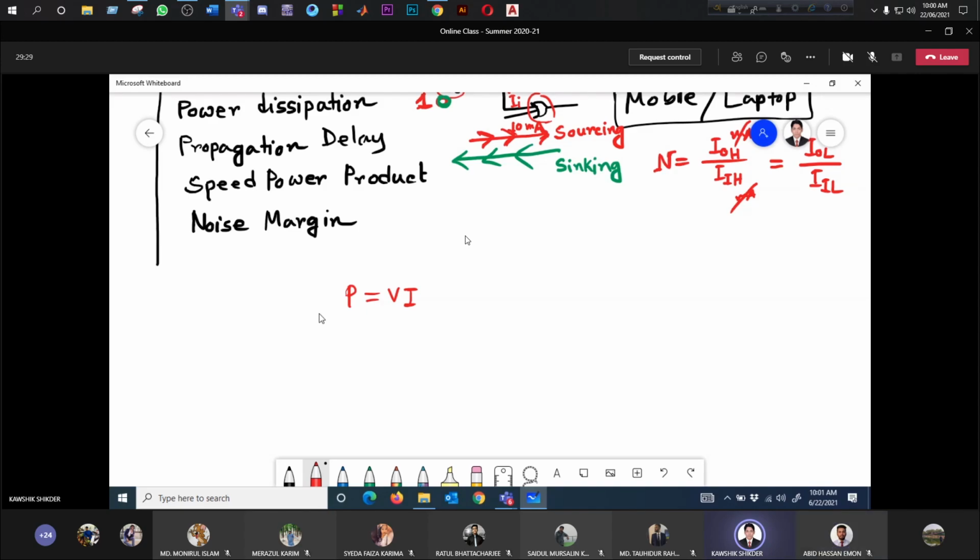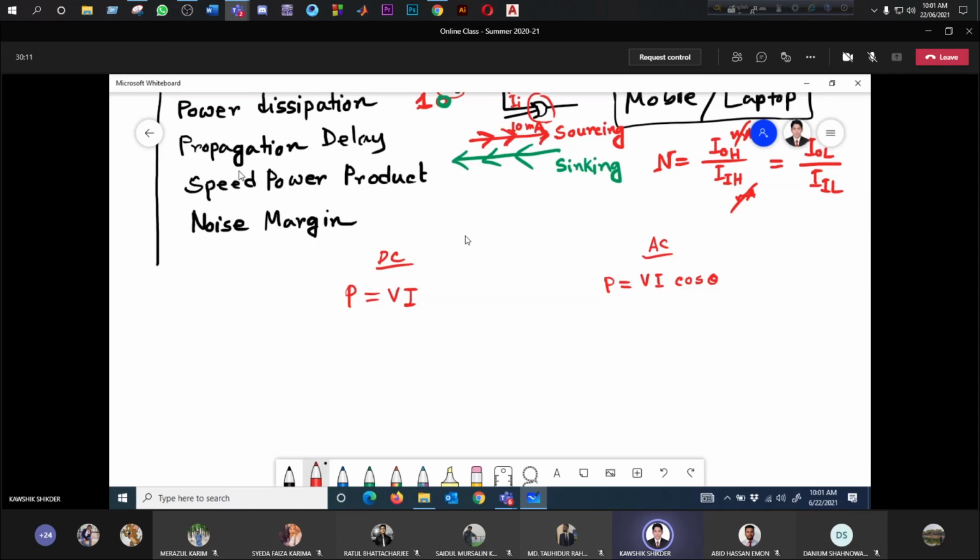If this one is applicable for DC, then what about AC? For AC power, what should be the equation? P equals VI cos theta. I know, but I was expecting the answer from you guys. This is for AC power, and this one is for DC. Okay, so it's VI cos theta.